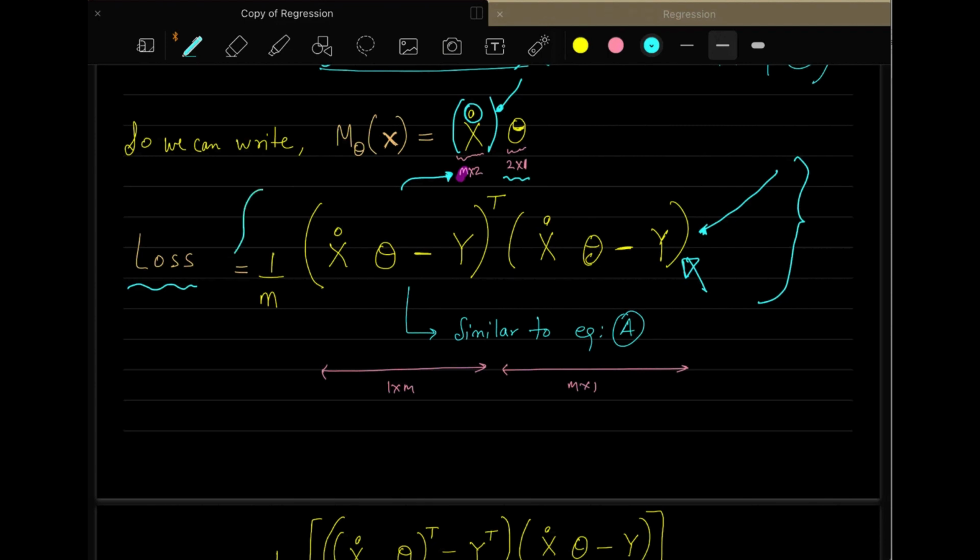So this is the explanation. Any doubts here in terms of the explanation? If you have any doubts, let me know. Otherwise, we will move forward. And you can see the dimensions are also 1 cross m, m cross 1. You can cross verify yourself also.